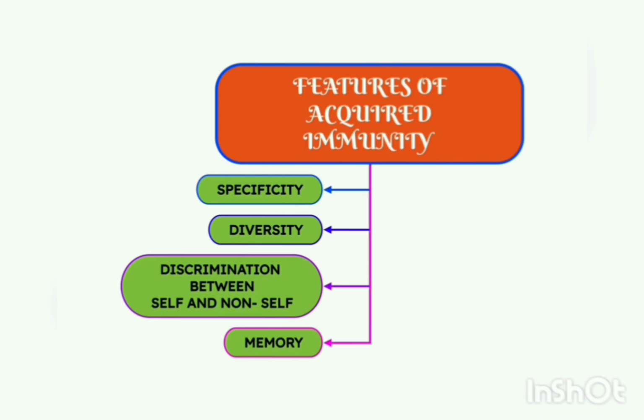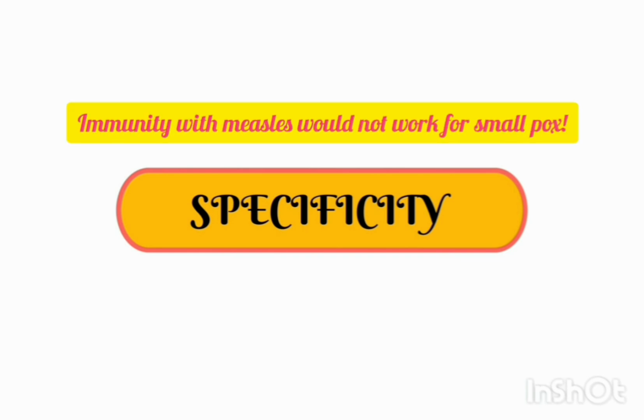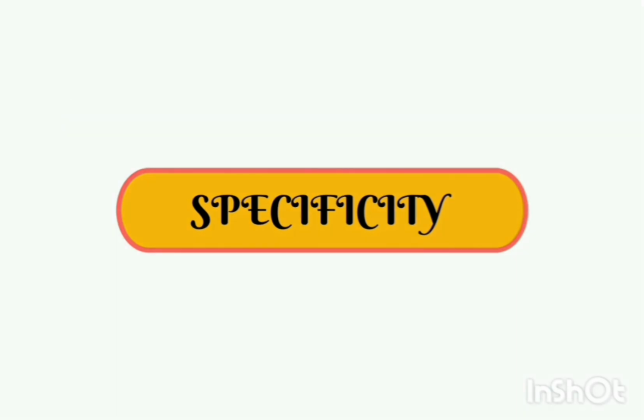Now let us study various features of acquired immunity, and these are specificity, diversity, discrimination between self and non-self cells and molecules, and memorization. Now let us study all these features one by one. So the very first feature is specificity. As the name indicates, acquired immunity is specific for specific microorganisms. For example, if a person is infected with smallpox, he gets immunity for smallpox only, not for chickenpox, measles or any other infections. Students, the next feature of acquired immunity is diversity.